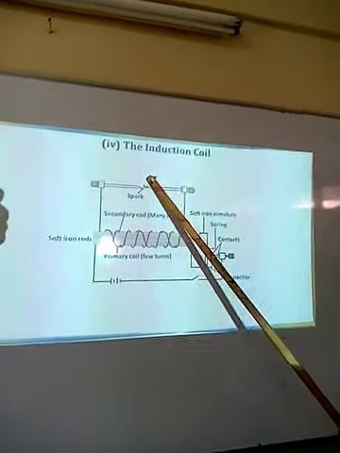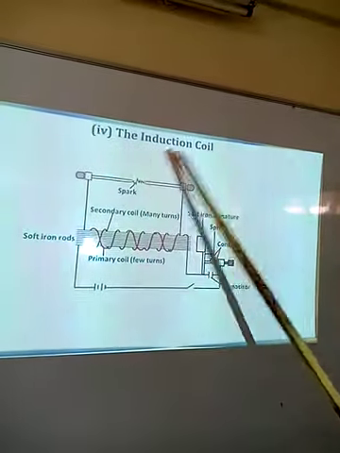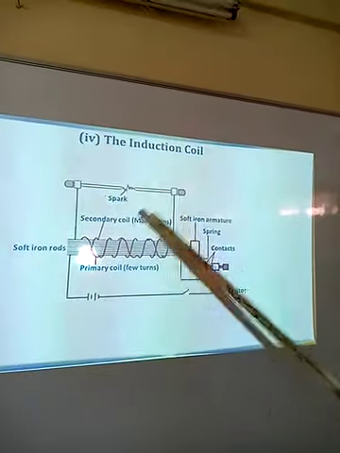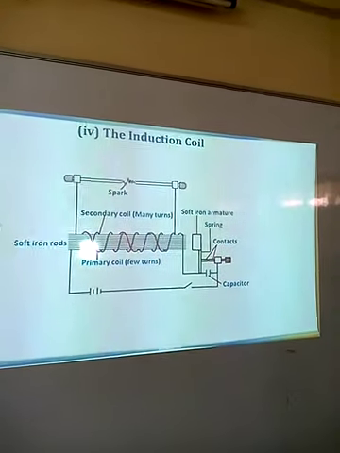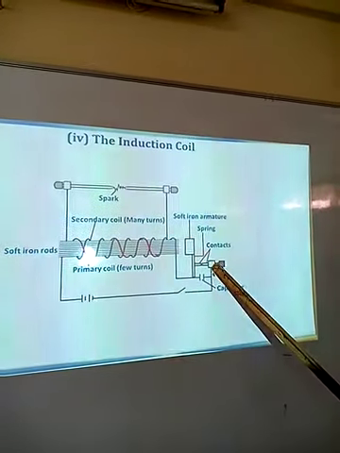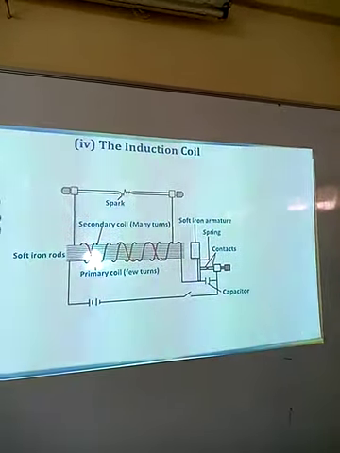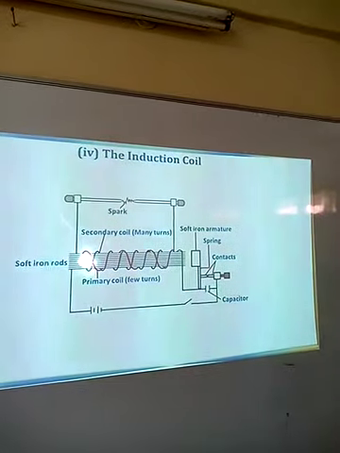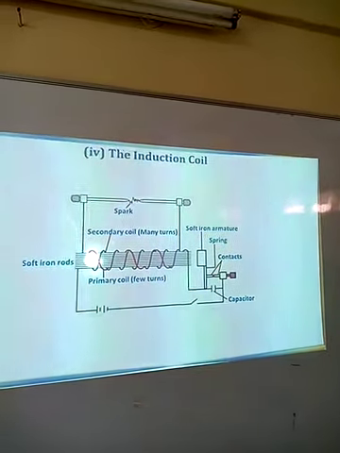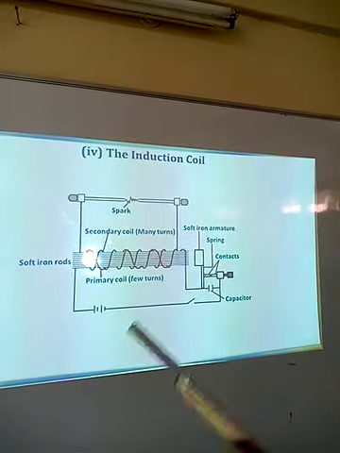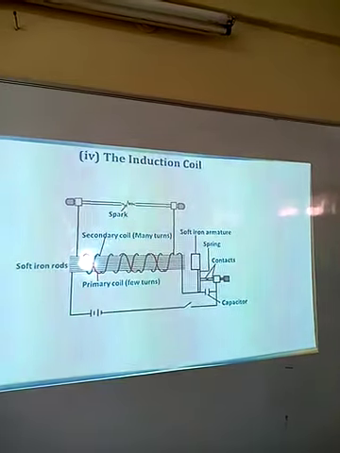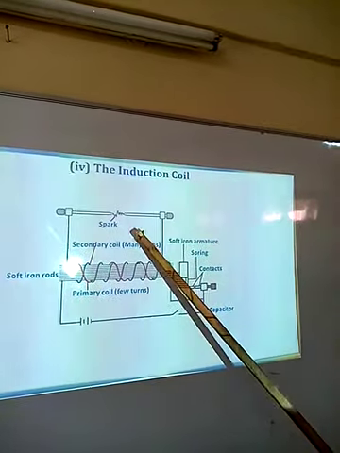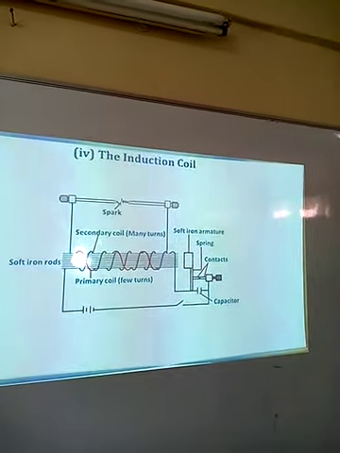As you can see, the spark is produced at this point, and this is where the ignition of the fuel is done. Here we have both the primary and the secondary coil wound on a common soft iron core. Then here is the contact, the spring. The spring is the one that controls the movement, actually it connects and disconnects the circuit. And in the process, the magnetic field keeps on changing, which induces EMF in the secondary coil. The capacitor here is used to maintain or store charges within the circuit, which is very important, and again it controls the charges flowing into the sparking point.